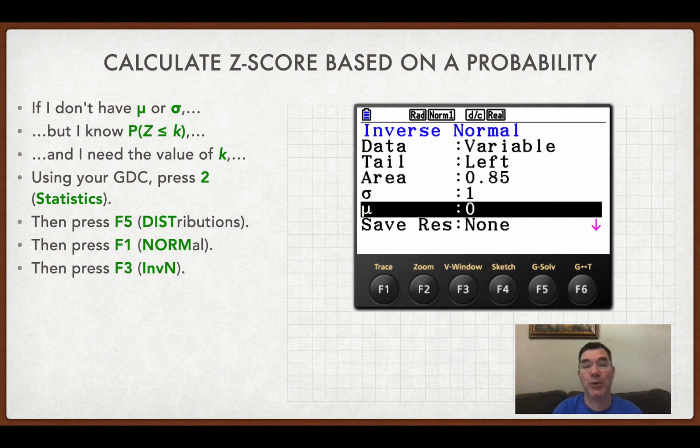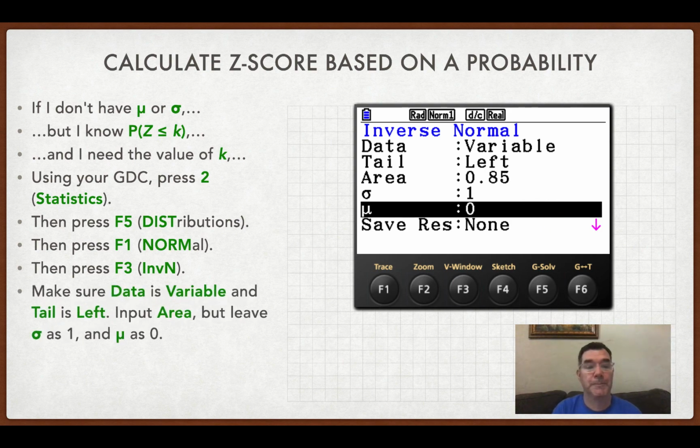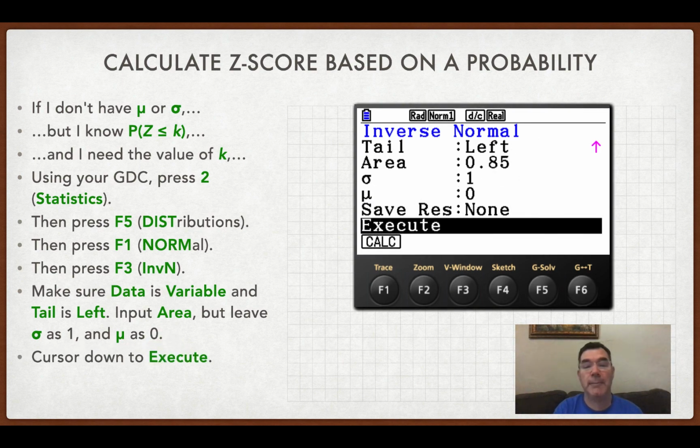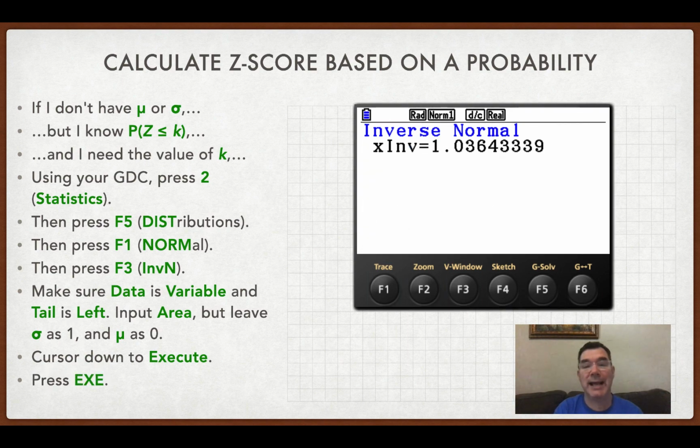But now, since I don't know either the mu or the sigma, if I don't know one of them or I don't know both of them, then I go through this process of changing sigma to 1 and changing mu to 0 because that's the standard values for those variables. Make sure the data is variable and the tail is left. I'm again going to use an area of 85% just to kind of prove a point. And I'm going to make sure that sigma is 1 and mu is 0. So now I execute again. And I get a value of 1.036.